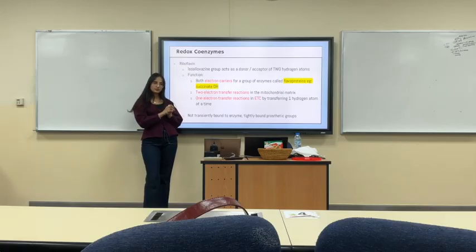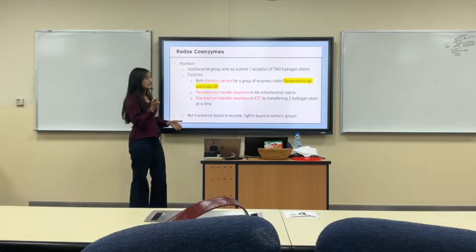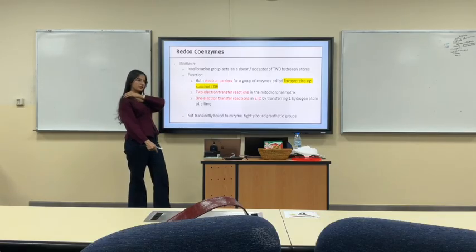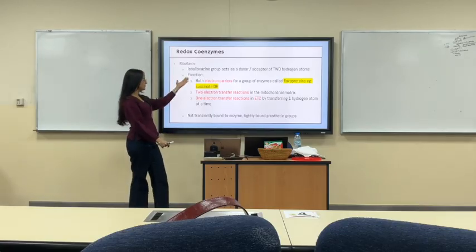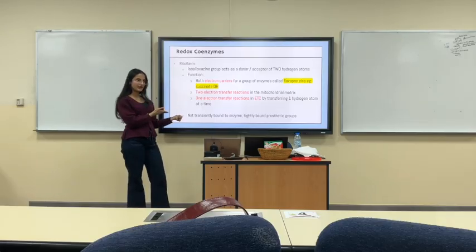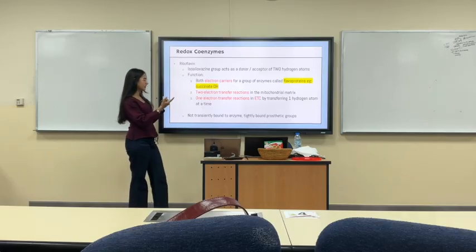After the reaction, it will stay on the same enzyme and it doesn't diffuse away as a reactant, as with NAD. And for two electron transfer reactions, we can see them in the mitochondrial matrix, and FAD is ideal for this as it accepts and donates two hydrogen atoms. And if it's a one electron transfer reaction, as in the electron transport chain, it will work by transferring one hydrogen atom at a time.